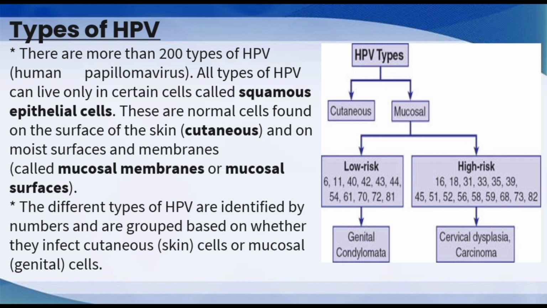Now, types of HPV. There are more than 200 types of HPV. All types of HPV can live only in certain cells called squamous epithelial cells. These are normal cells found on the surface of the skin, cutaneous, and on moist surfaces and membranes called mucosal membranes or mucosal surfaces. The different types of HPV are identified by numbers and are grouped based on whether they infect cutaneous skin cells or mucosal genital cells.